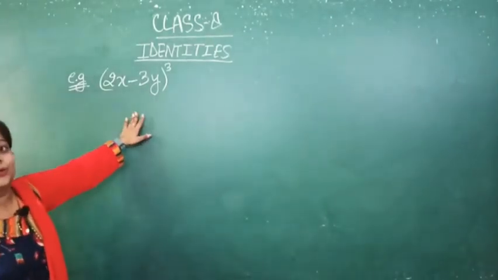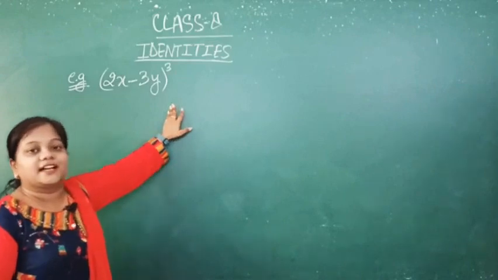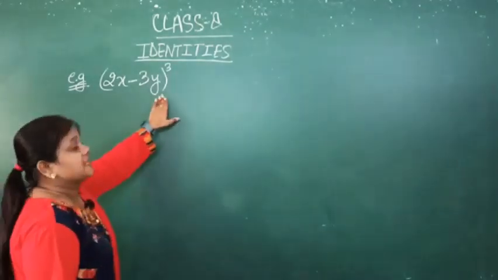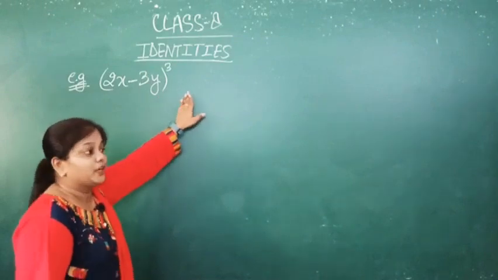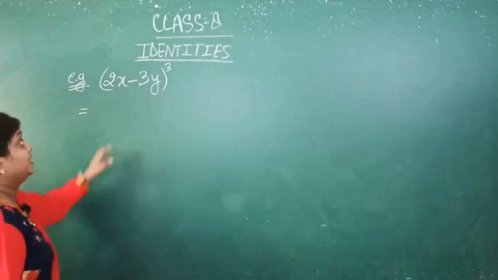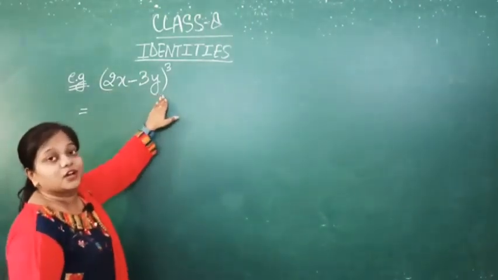Let's learn how to find cube of difference of two terms using our identity 5. We have the example (2x minus 3y) whole cube. Using our identity 5, we can write it a cube. Here 2x is in place of a, 3y is in place of b.